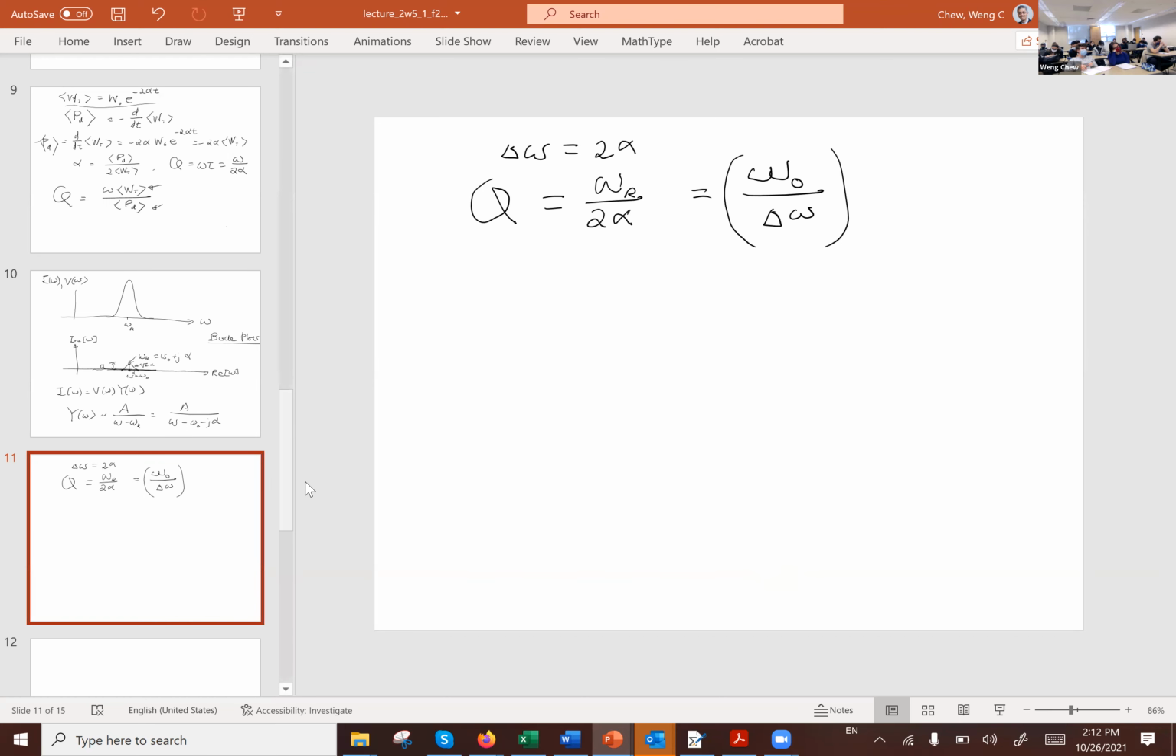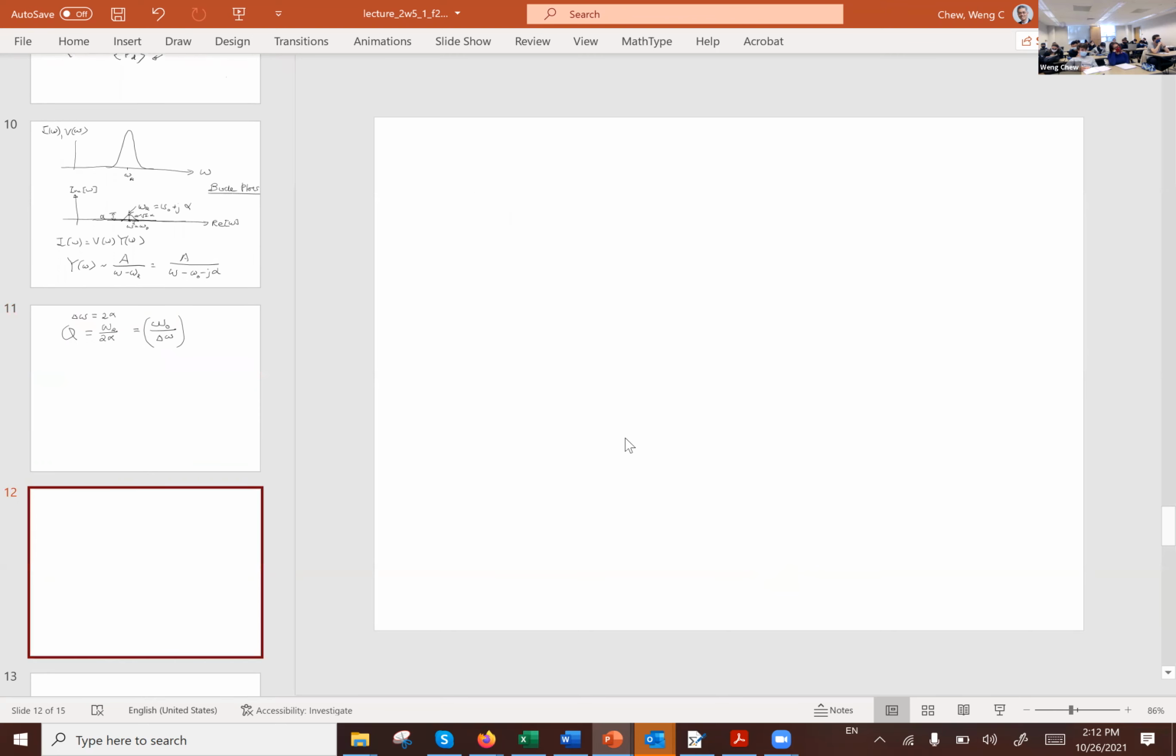So let's do some hard work then. We have been just philosophizing so far, but maybe we can do some hard work by calculating the Q of a cavity. And to make life simple, you just use the rectangular cavity. The rectangular cavity is nice because the math is simple and the physics is also kind of simple. But let's look at the wall loss.